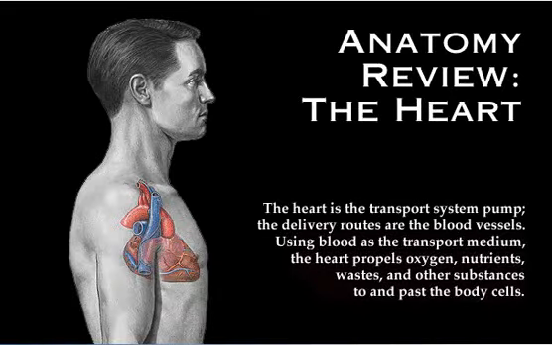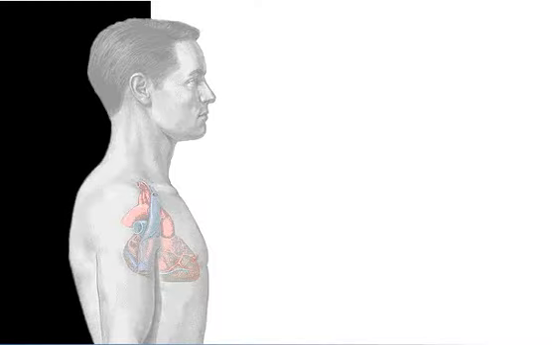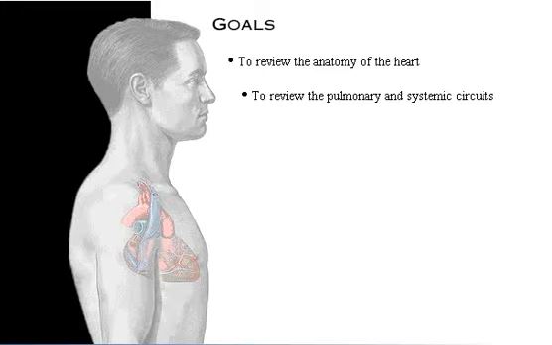The heart is the transport system pump. The delivery routes are the blood vessels. Using blood as the transport medium, the heart propels oxygen, nutrients, wastes, and other substances to and past the body cells. Your goals for learning are to review the anatomy of the heart, to review the pulmonary and systemic circuits, to review the anatomy of a cardiac muscle cell.